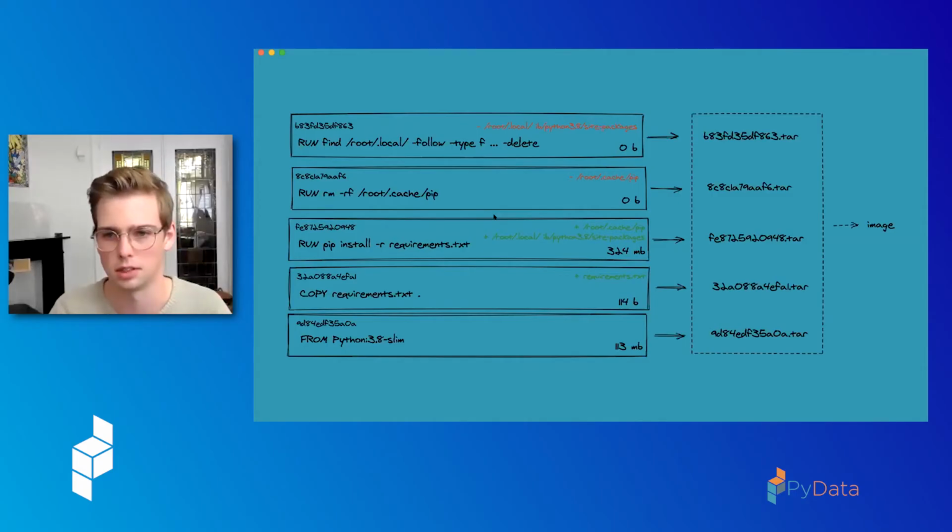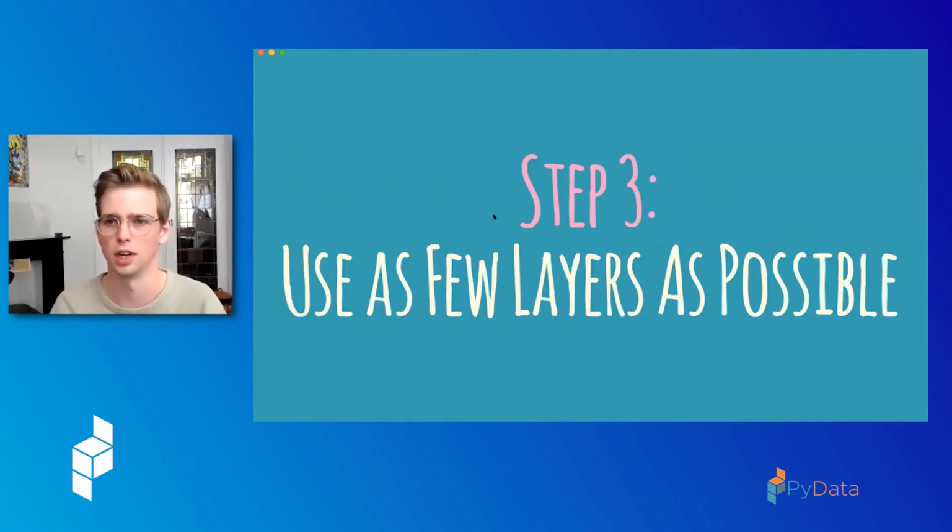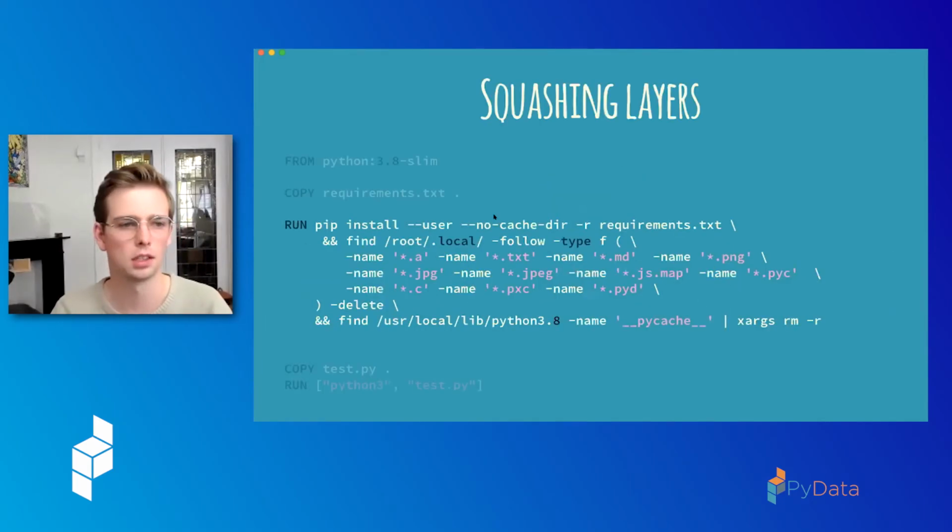Which brings us to step 3, which is use as few layers as possible. What I typically do is I develop my Dockerfiles in separate blocks, but if possible, combine them later on. So don't create unneeded files and those kinds of things. What that looks like for our image is basically, rather than having separate RUN statements, we do it all in one single big line.